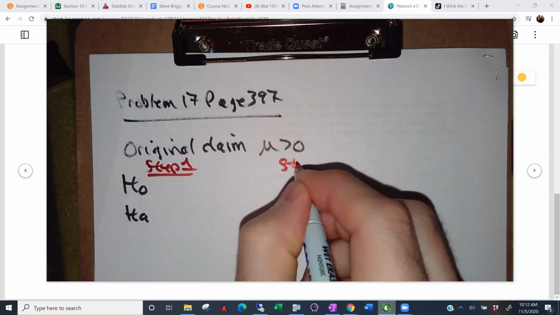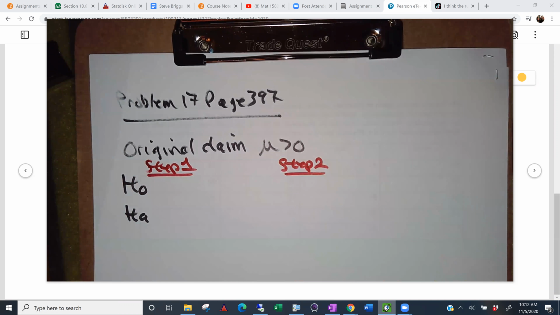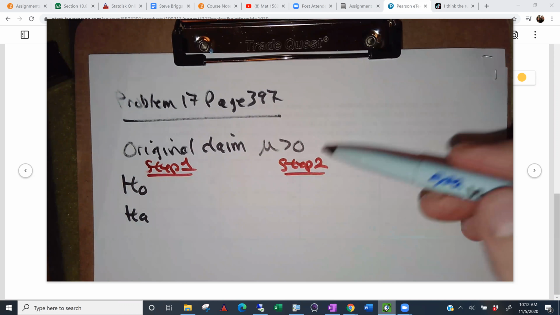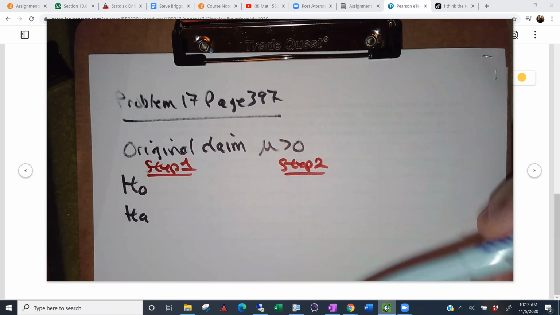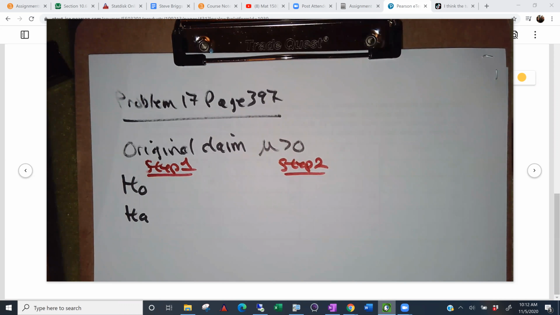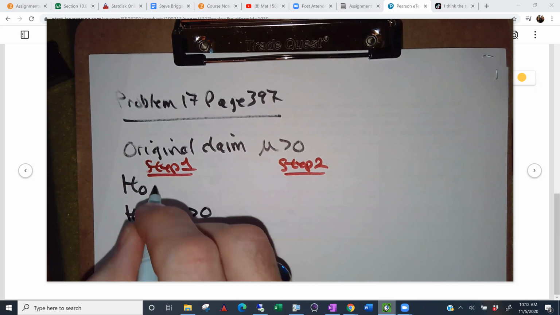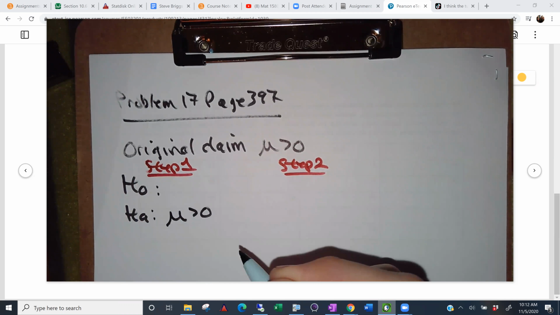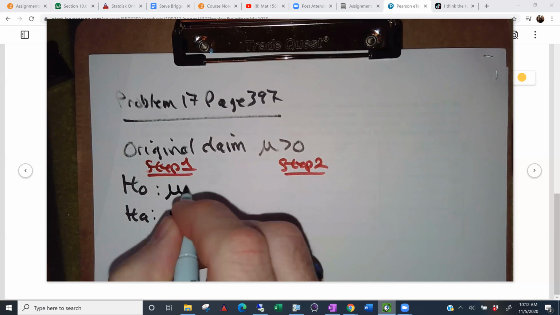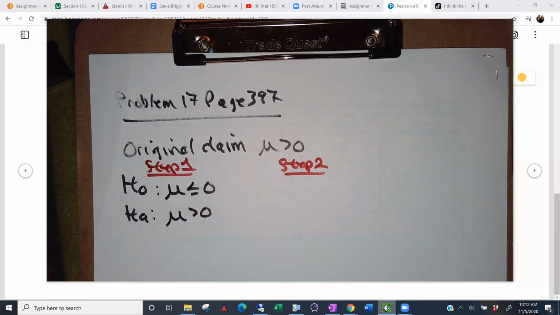Step 2, of course, is deciding what alpha is. Which hypothesis is mu greater than 0 going to go in? Alternative. Thank you, Jada. The alternative, so mu is greater than 0. And what's that put in the null hypothesis? Less than or equal 0. Well done. Mu is less than or equal to 0.